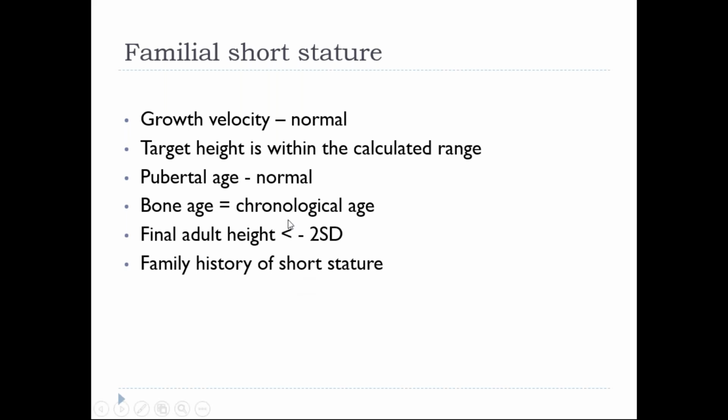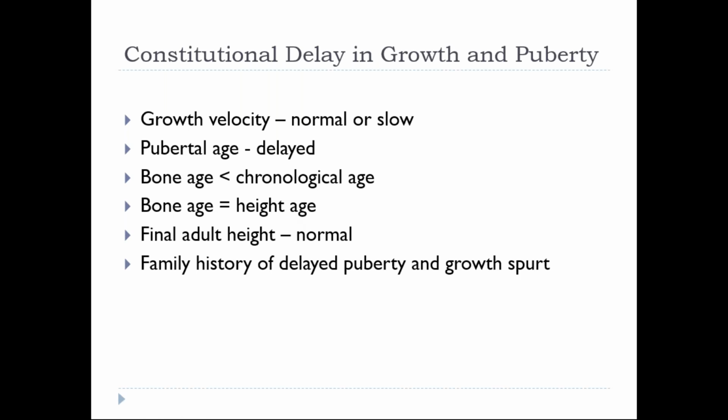So this is the concept of familial short stature. Next is your constitutional delay. This is another important and common problem, which is a constitutional delay. That is, the growth will occur, but it will probably occur slowly. The growth velocity is slow. The puberty is delayed. And when you do the bone age in this kind of patient, the bone age will be delayed. Okay. And the final height will be normal.